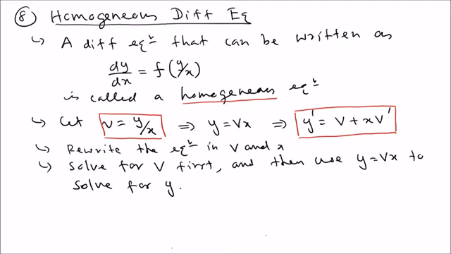So it's not that difficult. Okay, so let's look at this in a problem. As the first example, let's say this one. Solve xy dy over dx equals x squared plus y squared.